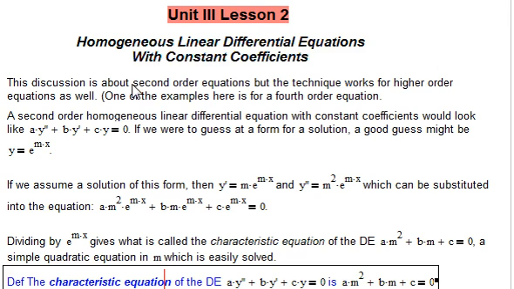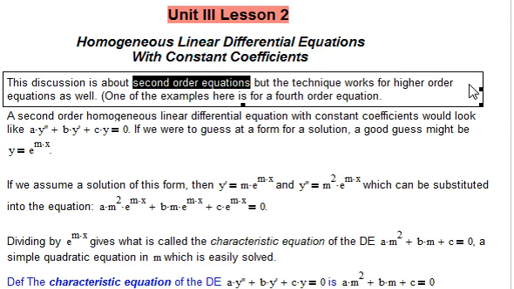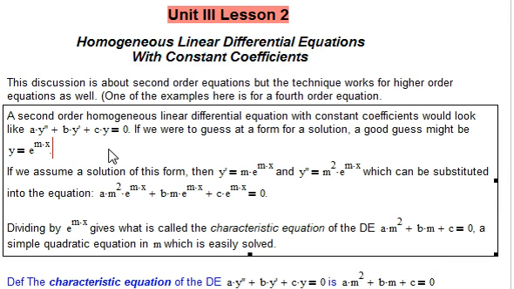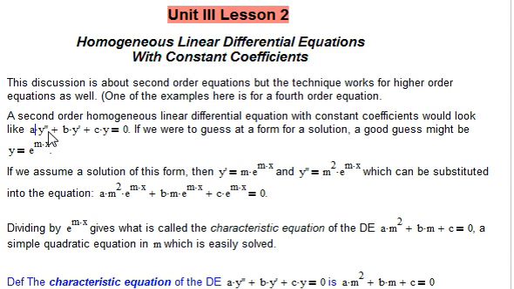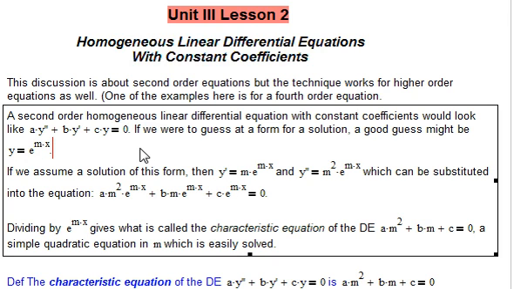First of all, the discussion is about second order, but we could actually apply the technique for higher orders than that, so it doesn't have to stick with second order equations. Anyway, a second order homogeneous linear differential equation with constant coefficients would look like a times y double prime plus b times y prime plus c times y equals 0. If we were to guess at a form for a solution, a good guess might be y equals e to the m times x for some value of m. Does that make sense? I hope so.